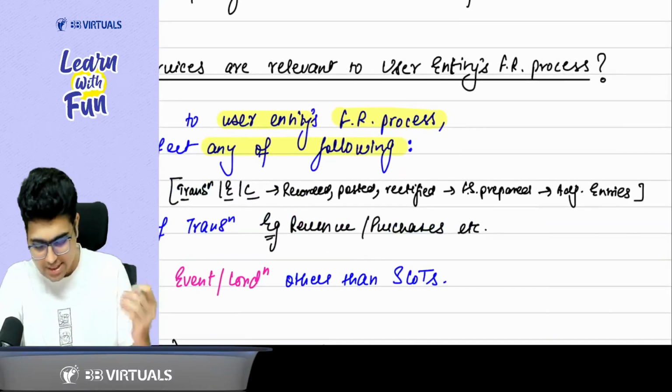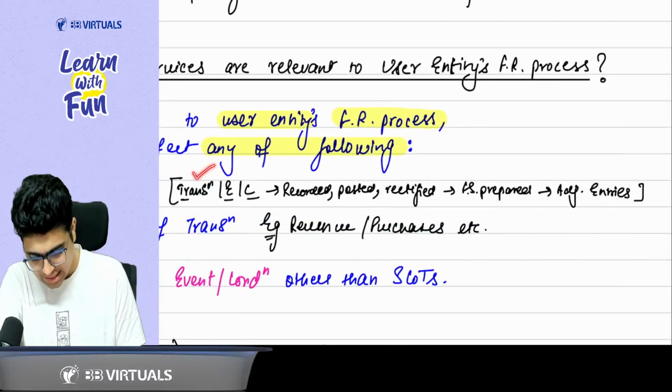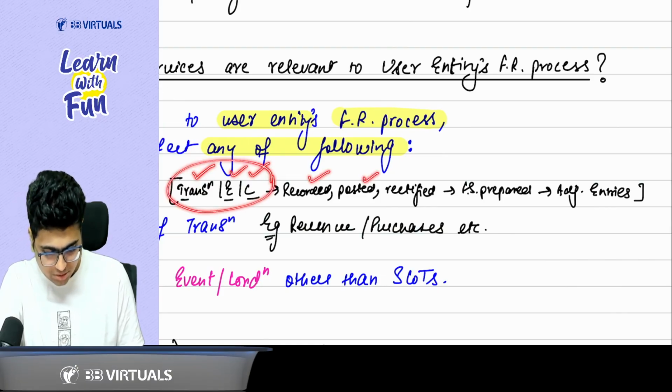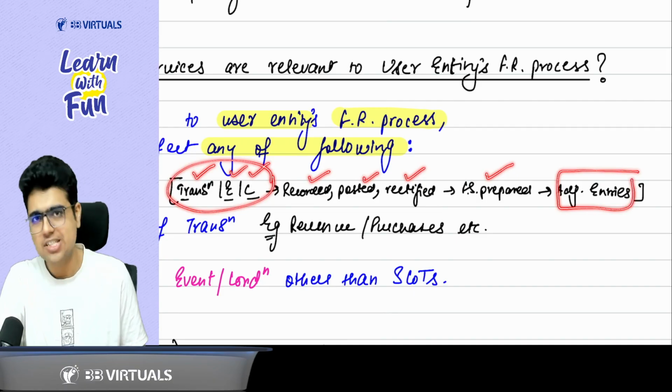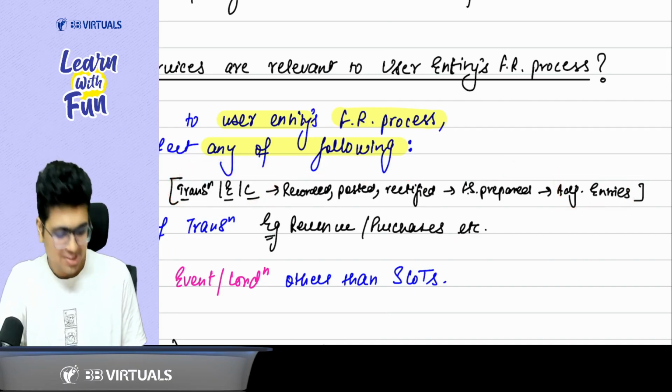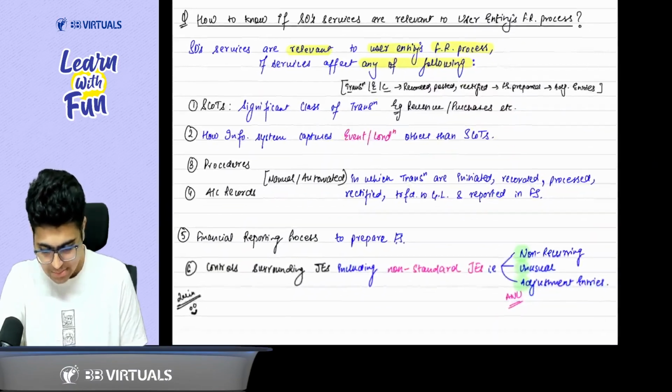Sir, how are the financial statements prepared? First of all, there is a transaction, event or condition. After this, it is recorded, posted in the general ledger, and rectified. After this, the financial statements are prepared. And lastly, we have the adjustment entries. So these are the same points given here.